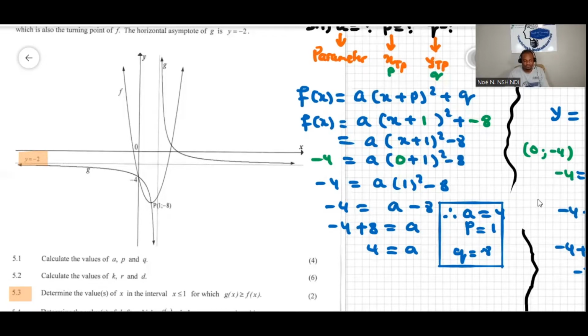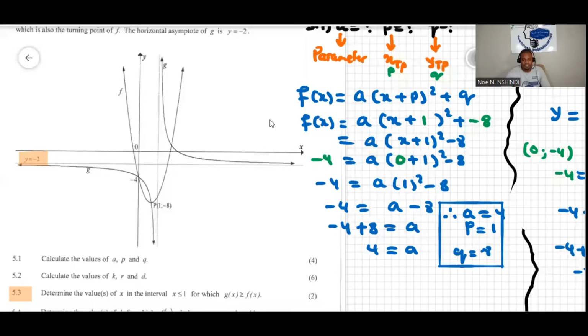All right, so we need the values of x in the interval x less than 1, for which g of x is greater than or equal to f of x. We can use the graph to answer this question. Let's see where g of x is greater than f of x.